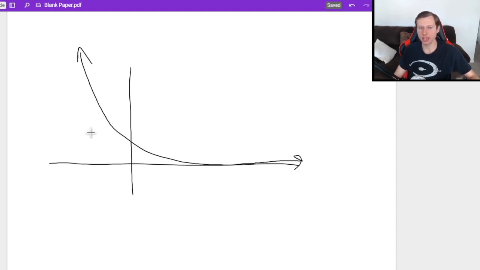One thing to note with the exponential function, this is true for both exponential growth and decay, is that there is a horizontal asymptote at y equals 0. In other words, you're never going to cross to the negative axis.